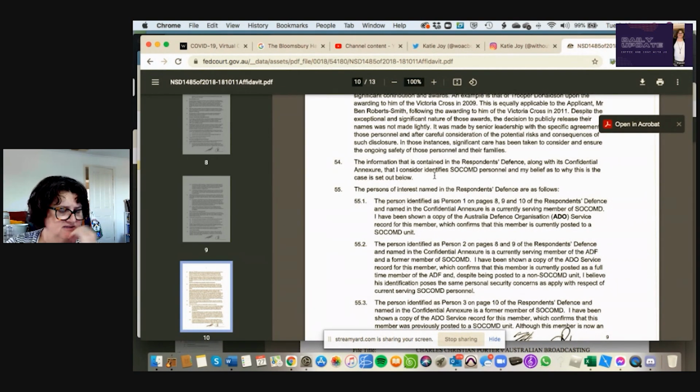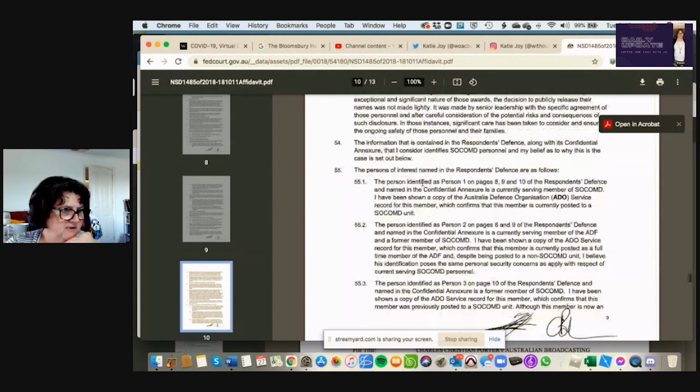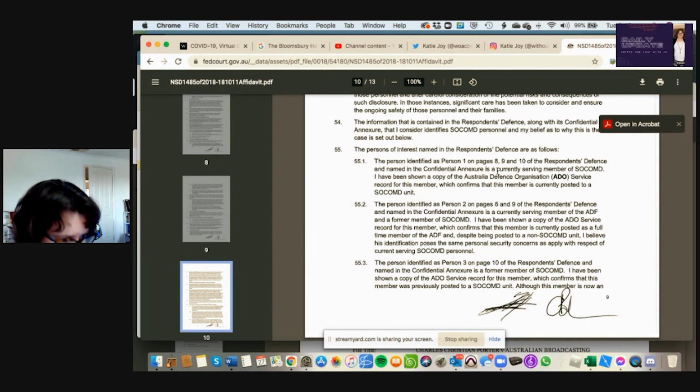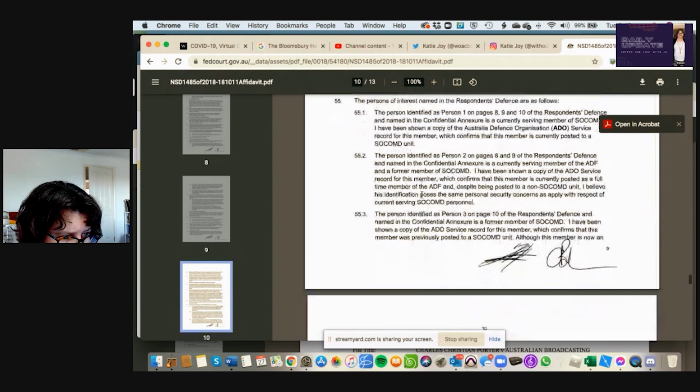The information that is contained in the respondent's defence, along with its confidential annexure, that I consider identifies SOCOMD personnel, and my belief as to why this is the case is set out below. The persons of interest named in the respondent's defence are as follows. The person identified as Person 1 on pages 8, 9 and 10 of the respondent's defence and named in the confidential annexure is a current serving member of the SOCOMD. I have been shown a copy of the Australian Defence Organisation service record for this member, which confirms that this member is currently posted to a SOCOMD unit.